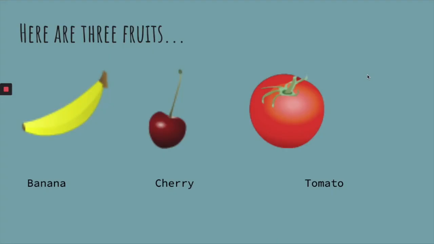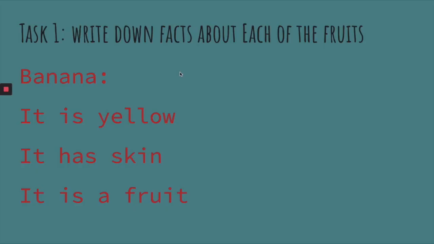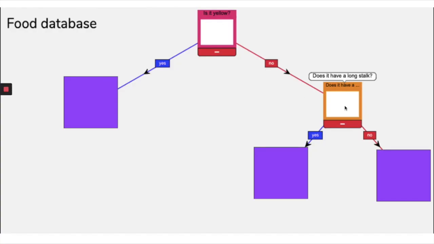Now if you're not sure what stalk is, it's this piece here. So both of these have got stalks, but one is longer than the other. And if you look at it, the cherry one is really long. So let me go back to my branch database. Does it have a long stalk? Yes. My guesses are that that would be the cherry and that one would be tomato. So that one's banana, cherry, tomato.